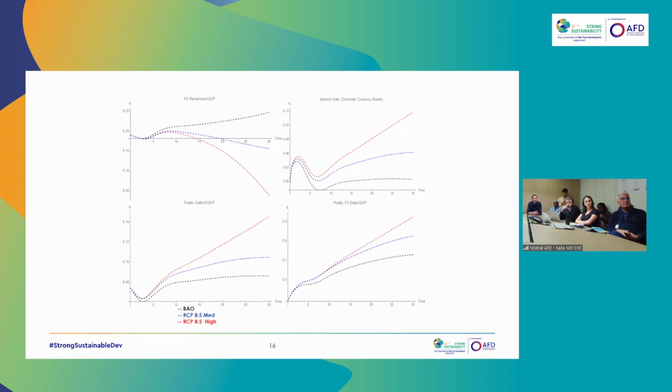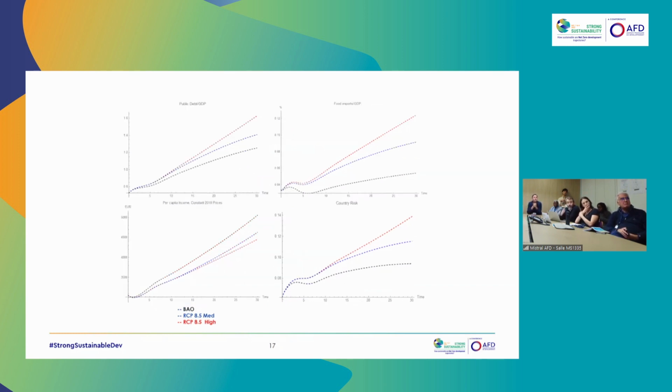And maybe most importantly, on the top left panel, the FX reserves of the country are marching towards zero, meaning that because the food imports start taking such a huge percentage of the imports, the country starts running out of foreign exchange. This is marching towards a currency crisis, if you like, eventually. And finally, public debt to GDP reaches 160%. Now, some of you might say, that's too high. Nobody's going to lend to the Tunisian government at 160%.